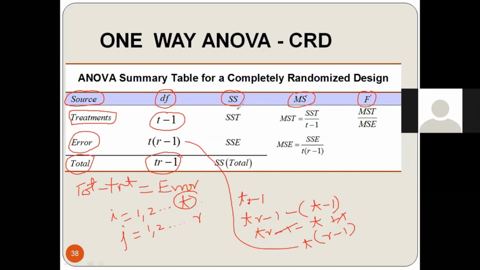Then we have sums of squares. Sums of square of treatment. Total sums of square, so sums of square total minus sums of square treatment will give sums of square error. The error component is always total minus the rest. That we have seen already in regression also.